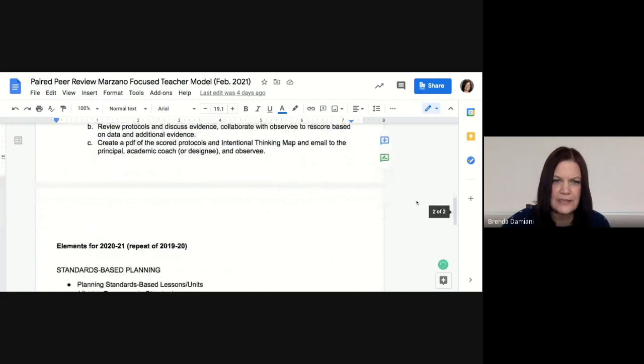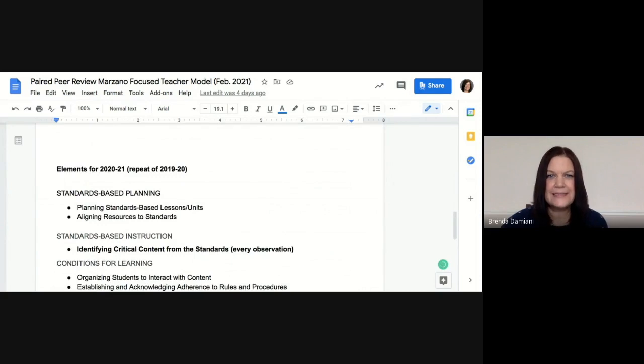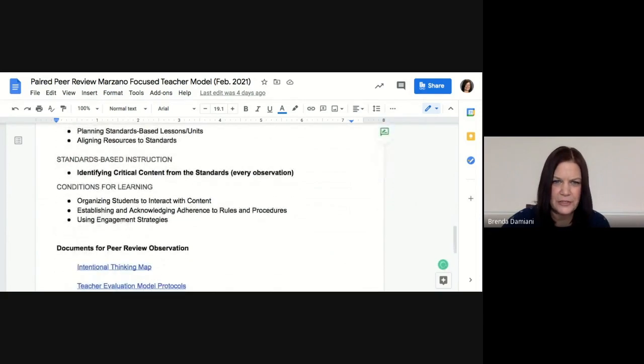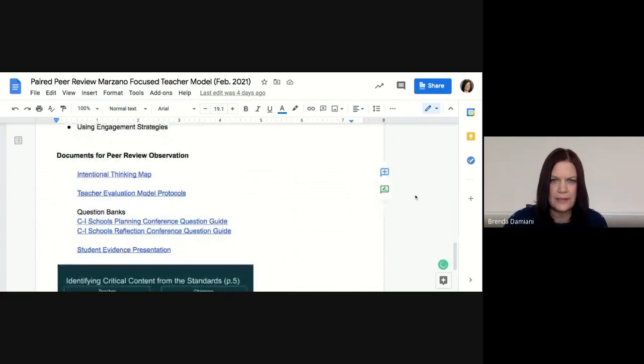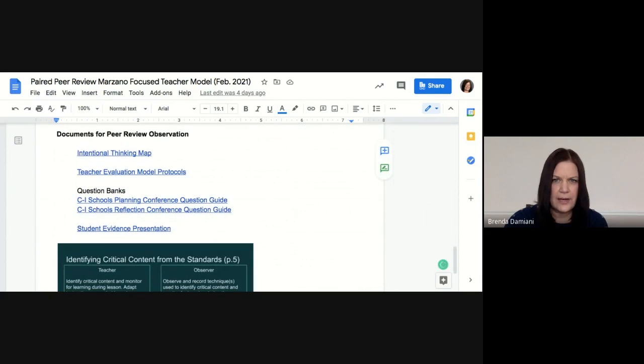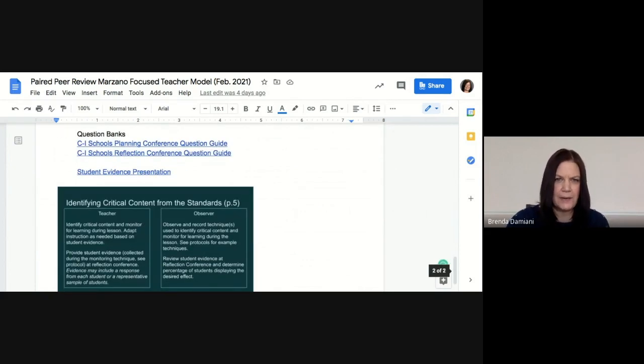On this document, you also have a list of the elements for this year, again, repeat from last year. And then there are links to documents. This document is found on the staff development website, as well as will be shared with you if you are in that BRC cycle. I want to highlight a presentation that's also linked here.